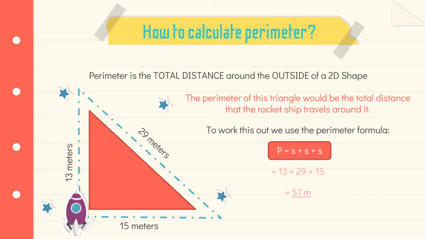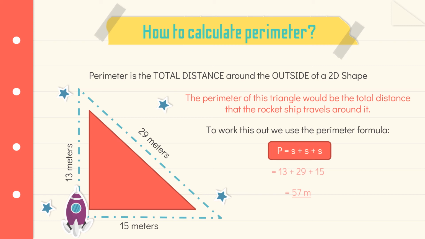So it would travel 13 meters to the top of the triangle, 29 meters downwards, and then it would turn left and travel 15 meters. So we need to add all of those together, but first we need to use the perimeter formula. So you write down, because the shape has 3 sides, you'll have 3 S's in your perimeter formula. P equals S plus S plus S.